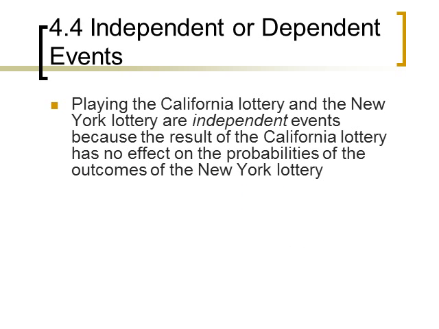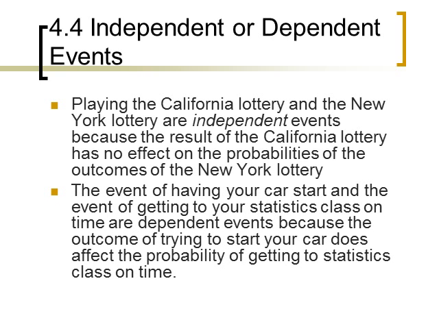Let's look at an example and determine if these events are independent or dependent. Playing the California lottery and the New York lottery are independent events because the result of the California lottery is a totally different state, and that has no effect on the probabilities of the outcomes in the New York lottery. However, the event of having your car start and the event of getting to your statistics class on time are dependent events because the outcome of trying to start your car does affect the probability of getting to statistics class on time.